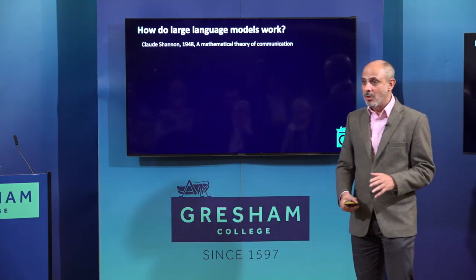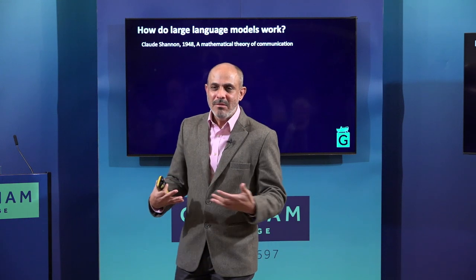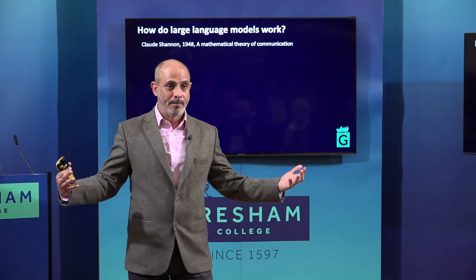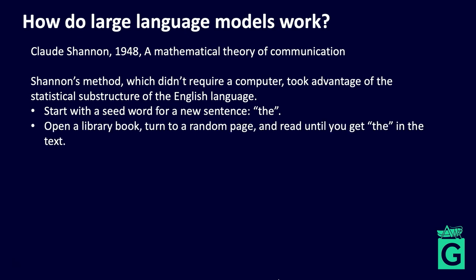What he did was, how do I predict these words without using a computer? Okay? So what he did was actually very simple. He said, let's start with a seed word for a new sentence you want to predict. The seed word is "the". I want the next word. So he said, it's simple. You start with the seed word, then go to the library, pull out a random book, flip through it till you get to the word "the". Then write down the next word after that.